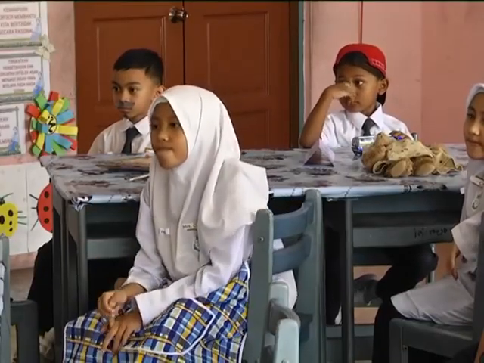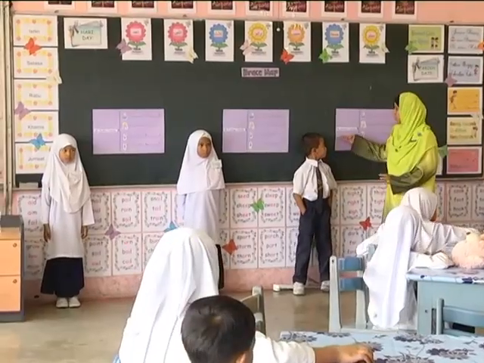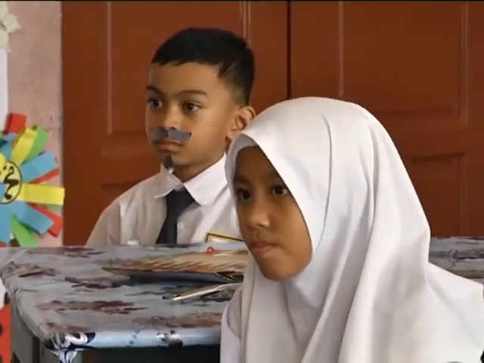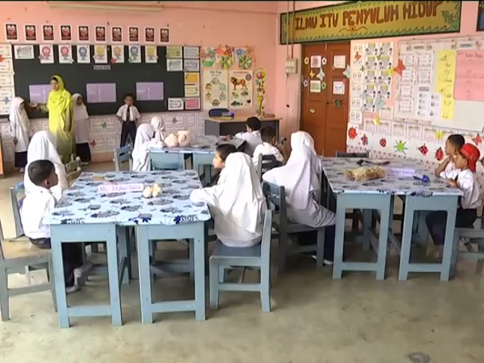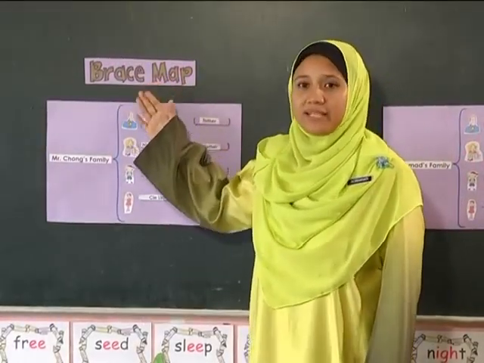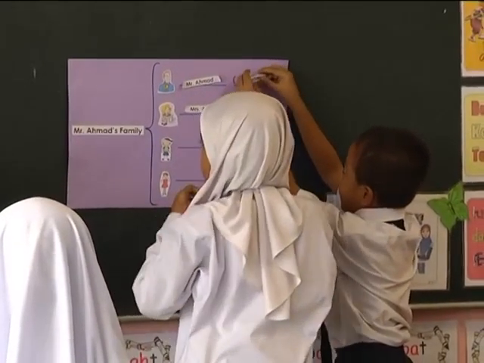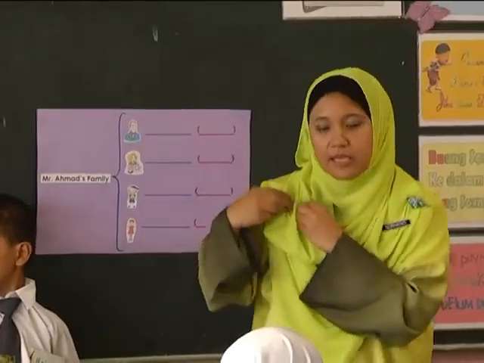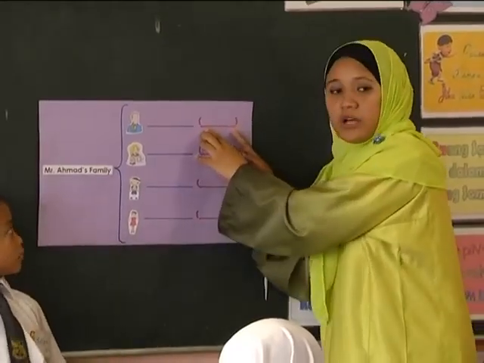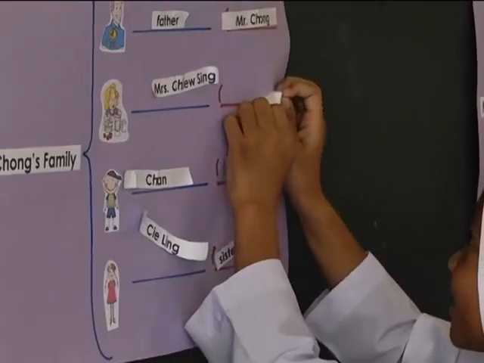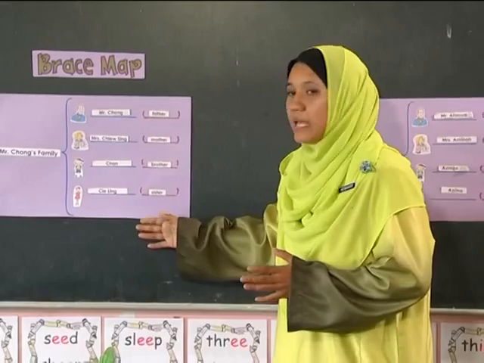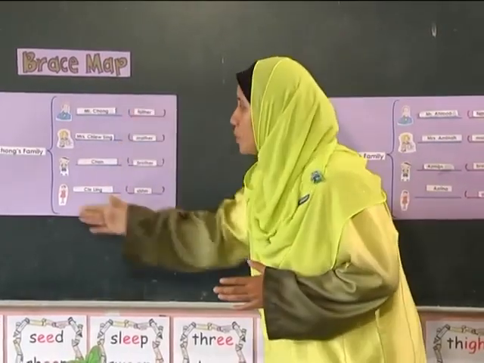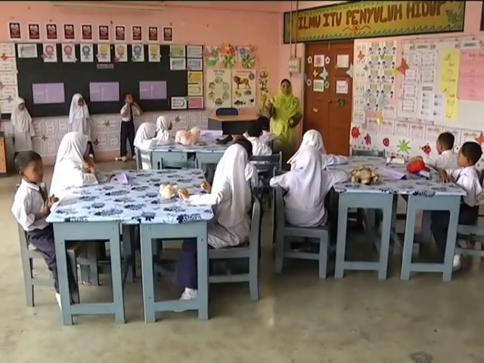Helpers, come here. You will help Mr. Ahmad's family, Mr. Chong's family, and you will help Mr. Mutu's family. I included the bracket map in my lesson. It is one of the i-Think maps proposed by the MOE for teachers to use. The bracket map helps pupils to complete their understanding by putting the parts of the family that they have learned into a whole. Now we are going to play a game.